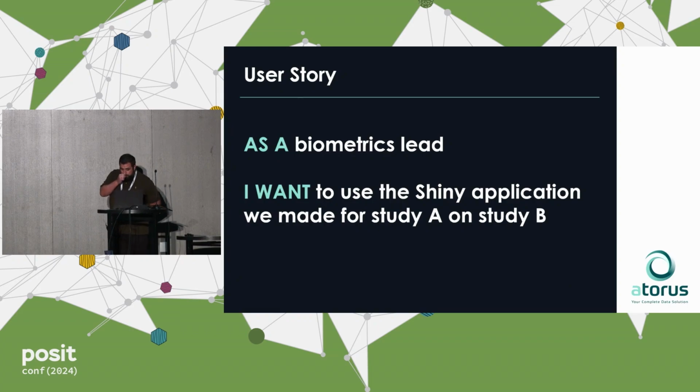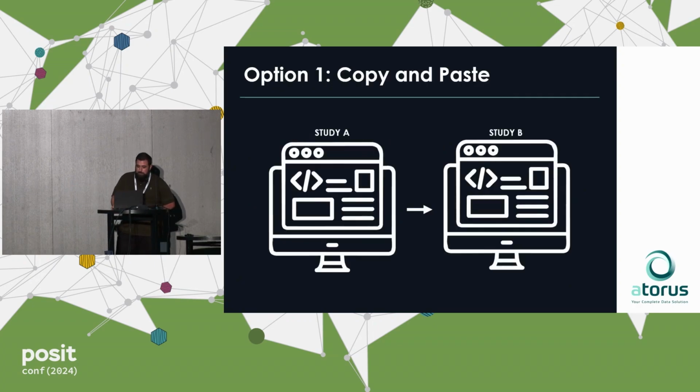The main idea here is, let's say you had a biometrics lead. We have an app for study A. They see it, they like it, and they say, hey, I want that for study B as well. One thing you could do is copy the app for study A, turn it into study B, and then change the things that are a little bit different.